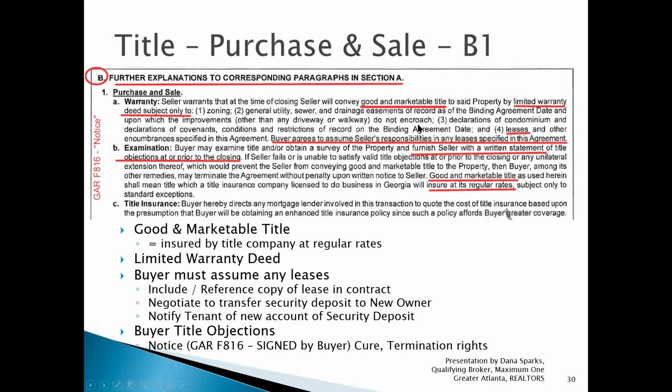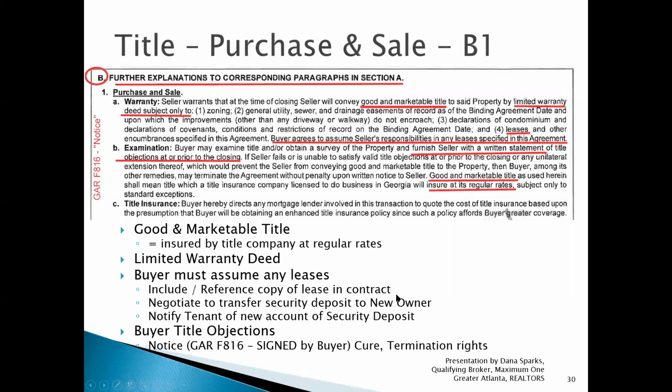All right. So what is it when a buyer and a seller sign a purchase and sale agreement that they're actually conveying? Well, they're actually conveying title to the property. And this is where it describes that. The seller is warranting that at the time of closing, they're conveying good and marketable title via limited warranty deed. And the buyer is assuming any leases. And if they are assuming leases, they're going to include or reference a copy of the lease. And I suggest you negotiate a copy, transfer of the security deposit. And you must notify the tenant.